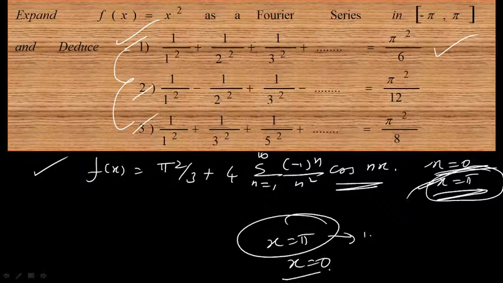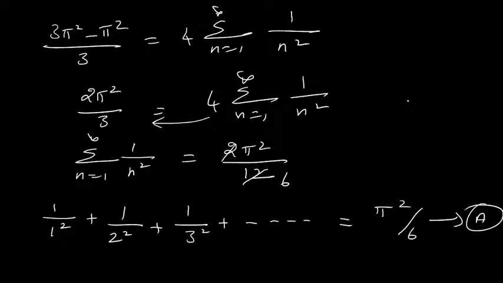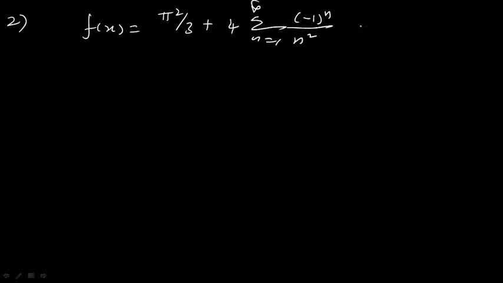What is the next point we are going to take? x equal to 0. If you substitute x equal to 0, then definitely you get the second series, that is the same series with alternating plus and minus signs, equal to pi squared by 12. So that is what we are going to see. For the second deduction, first I write the general Fourier series for this function. So f of x is equal to pi squared divided by 3 plus 4 times sigma n varies from 1 to infinity minus 1 whole power n divided by n square cos nx.